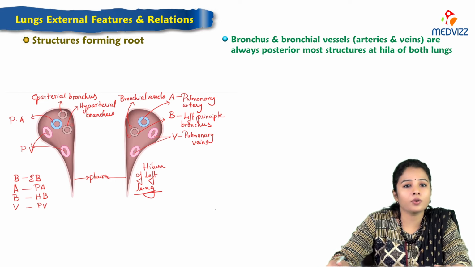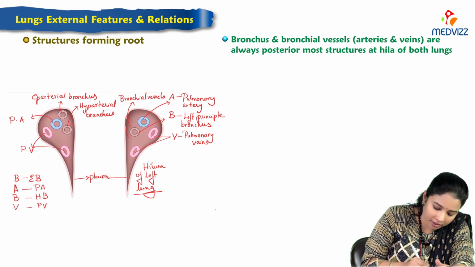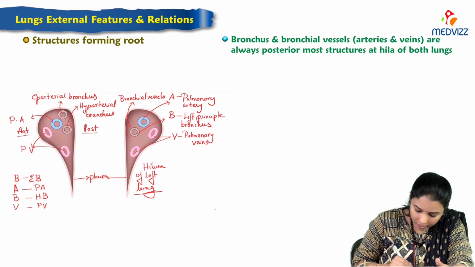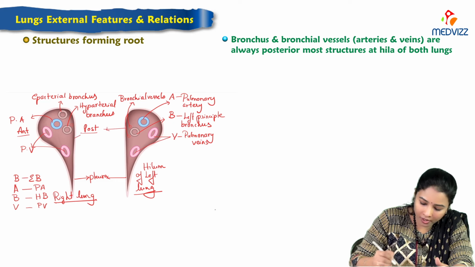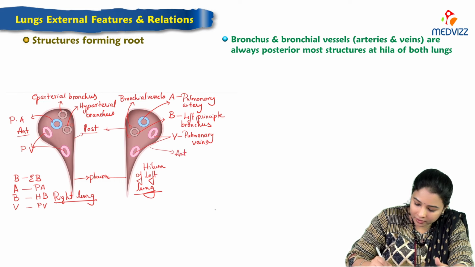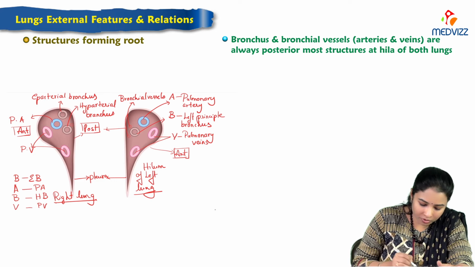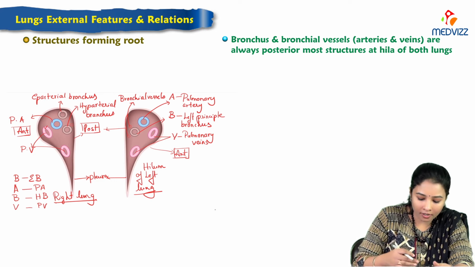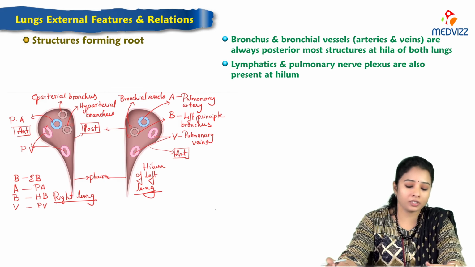Coming to the bronchus, the bronchus and bronchial vessels, that is the arteries and veins, are always the posterior-most structures. If you see from anterior to posterior, this is the anterior side, here is the posterior, and this is the hilum of the right lung. Here is the posterior side of both hila, and this is the anterior side. From anterior to posterior, the anterior-most are the veins, then in the middle will be the artery, and the posterior-most will be the bronchi. The lymphatics and pulmonary nerve plexus are also present in the hilum.